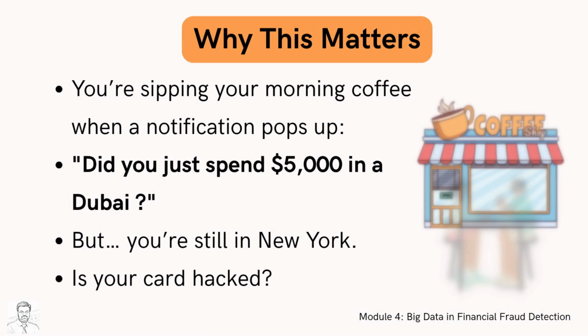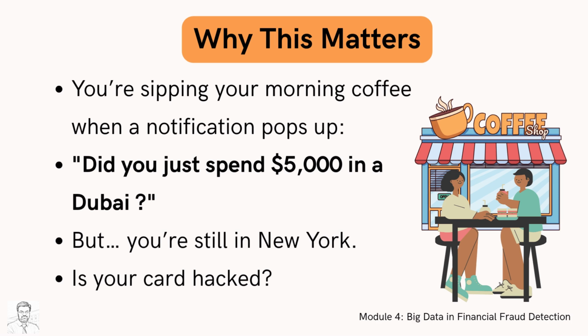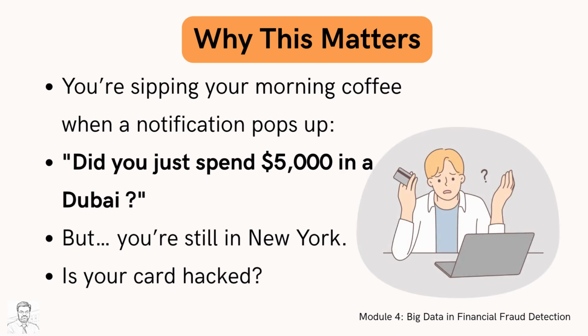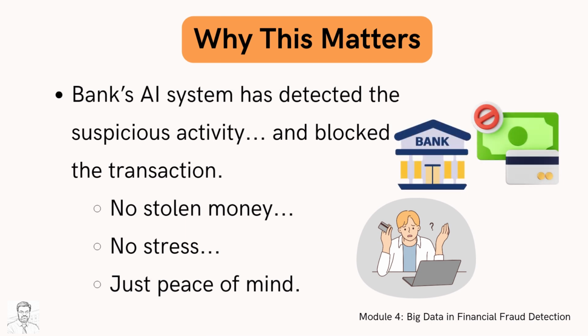Now, picture this. You're sipping your coffee at your favorite cafe, your phone buzzes. A message pops up. Did you just buy a $5,000 Rolex in Dubai? Nope, not you. But before panic sets in, your bank has already blocked the transaction. How? Because machine learning just saved your money before you even knew you were in trouble.